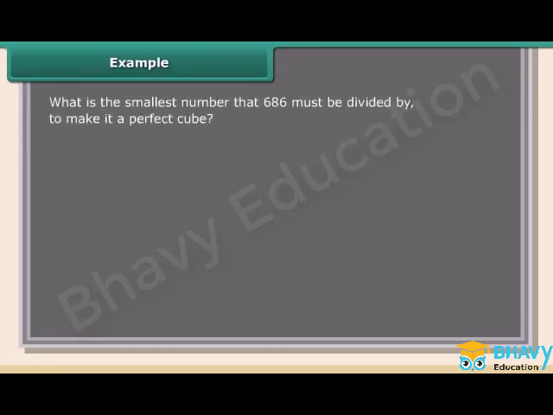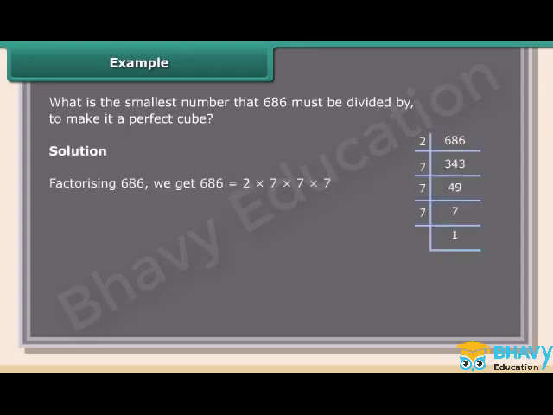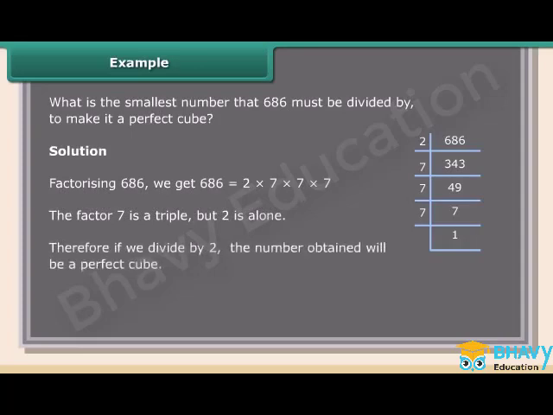Example. What is the smallest number that 686 must be divided by to make it a perfect cube? Solution. Factorizing 686, we get 686 is equal to 2 into 7 into 7 into 7. The factor 7 is a triple, but 2 is alone. Therefore, if we divide by 2, the number obtained will be a perfect cube. 686 must be divided by 2 to make it a perfect cube.